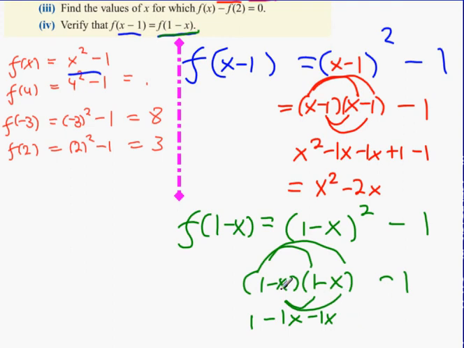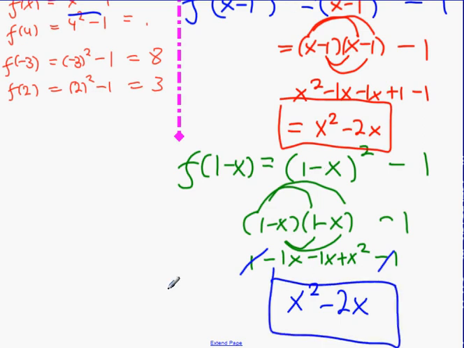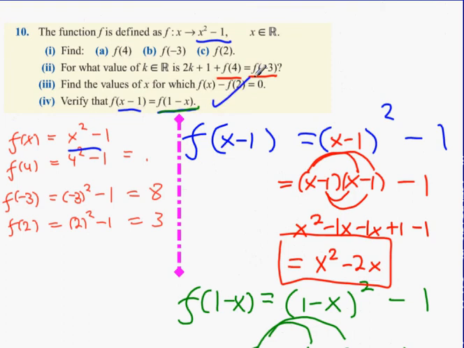Minus x multiplied by minus x, sorry, plus x squared. Plus x squared minus 1. What cancels? The 1 and the minus 1. And what are we left with? x squared. What's minus 1x minus 1x? Have we proven they're the same thing? This one here is the same thing as this one here. They're the same thing.